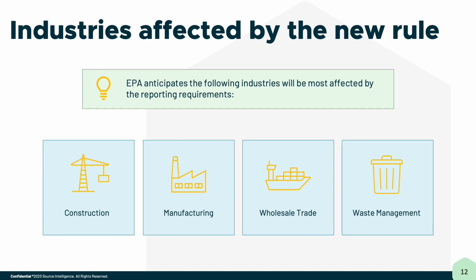Although it's expected that the effects of this requirement will be felt throughout all industries, the EPA anticipates that the construction, manufacturing, wholesale trade, and waste management industries will be affected the most by the reporting requirements. PFAS are known to be used both during the manufacturing process and in many of the products that we use today. Some industries like firefighting foams and food packaging have already been faced with PFAS bans.